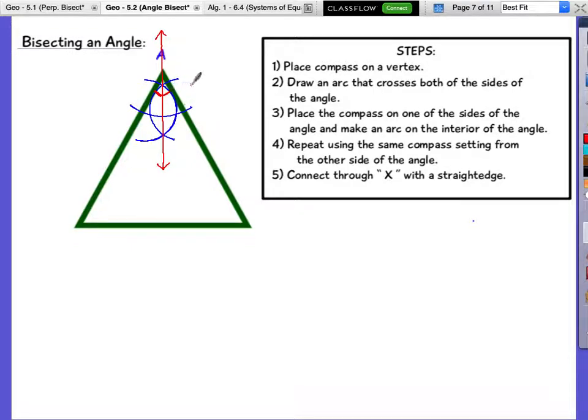It didn't bisect my angle. You did it wrong. I did. Oh, it looks like a... What? It looks exactly like what you told me. Mine doesn't go in the middle. Mine doesn't go in the middle either.